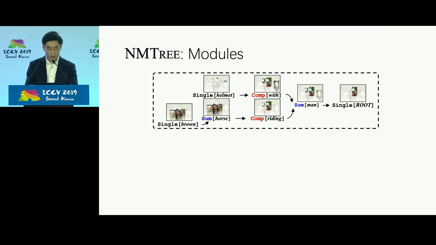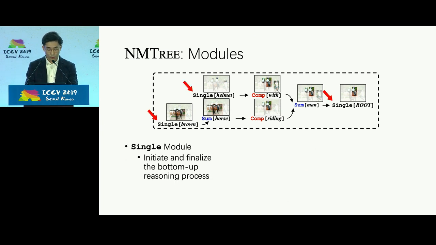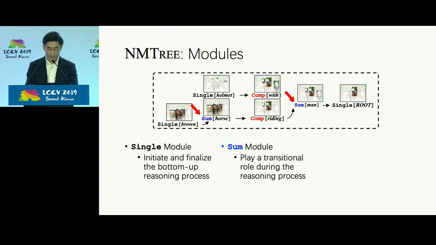Specifically, we designed three neural modules for the reasoning process. The first one is a single module whose function is to initiate and finalize the bottom-up process. Therefore, it is assembled at the leaves and the root. The second one is the sum module whose function is to play a transitional role during the reasoning process. Since it only sums up scores from children to parent, there are no parameters in this module. The third one is the comp module for fine-grained visual reasoning.